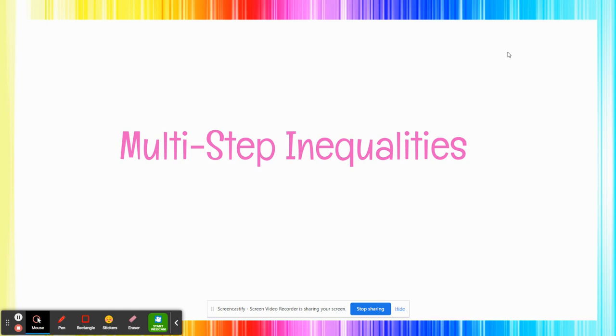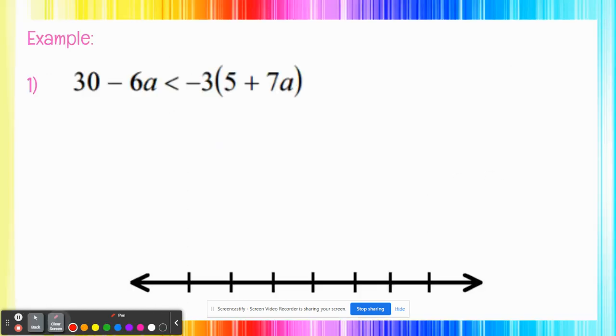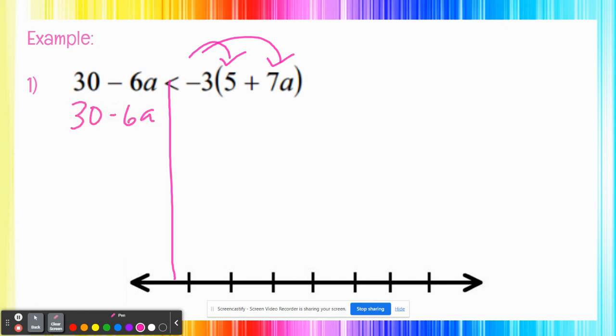Right, solving multi-step inequalities. So hopefully you've looked at the first video that went over 1 and 2-step inequalities. All right, so we're going to continue on with some of the rules that we discussed. So the first step we're going to do is distribute. So I'm going to bring down 30 minus 6a, bring down my inequality. Now we're going to distribute, so that's negative 15, and that makes negative 21a.